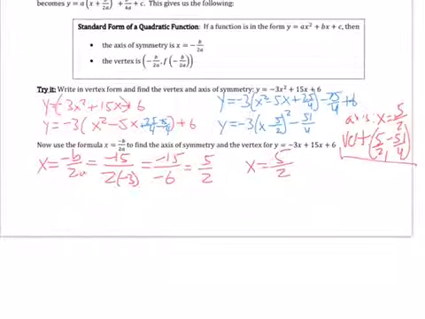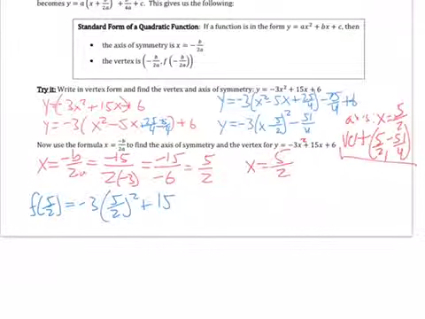Oh, little typo here. This is supposed to be the same function. That's supposed to be a 2 there, 3x squared. All right, so let's plug that in to find the vertex. We want to find f of 5 halves. We're plugging in 5 halves. That's negative 3 times 5 halves squared plus 15 times 5 halves plus 6.